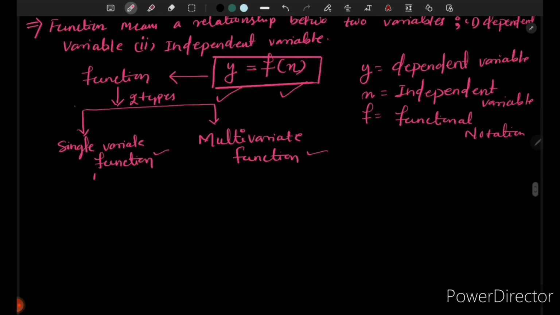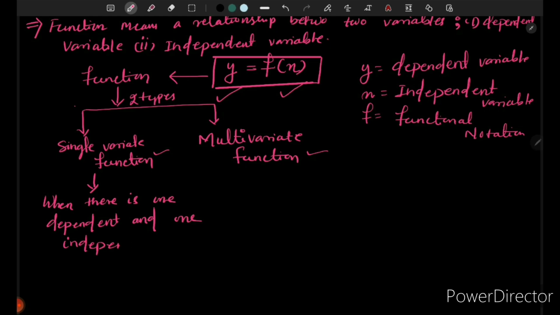So what is a single variate function? When there is one dependent and one independent variable. So this is called a single variate function. When there is one dependent and one independent variable, we can tell that is a single variate function. Then what is a multivariate function?